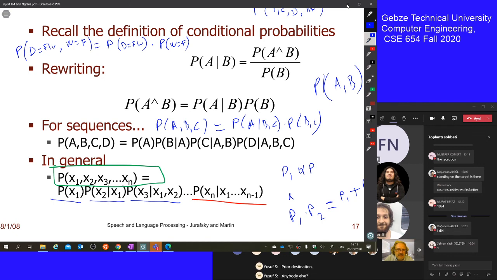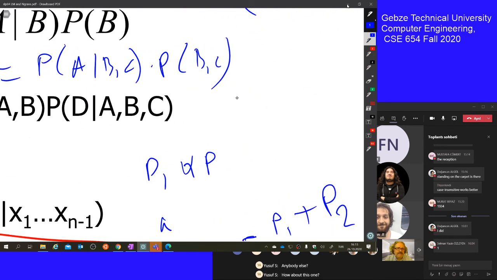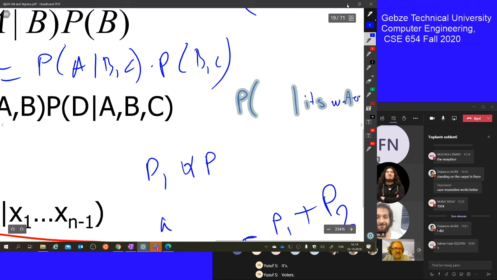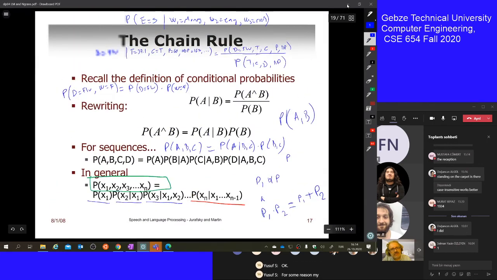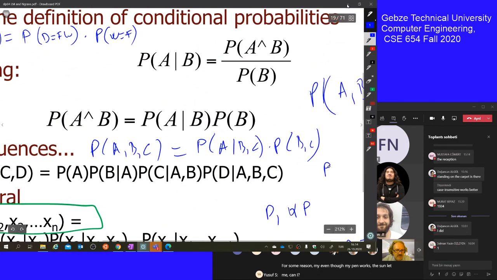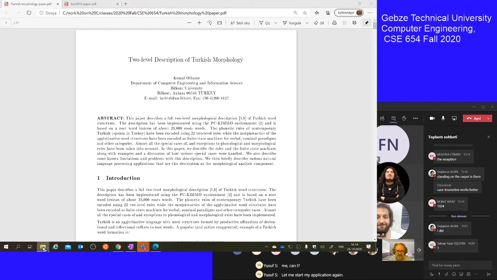Anybody else? How about this one? Do you think the probability of its water, let me write it a little bit. Okay. For some reason, even though my pen works, let me start my application again. This time it's not a pen problem, it is the application acting weirdly.